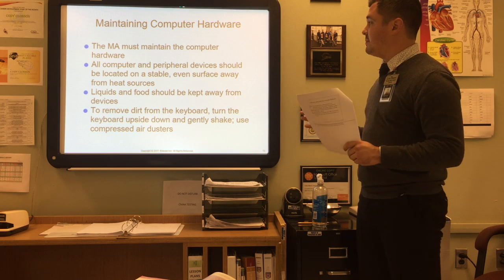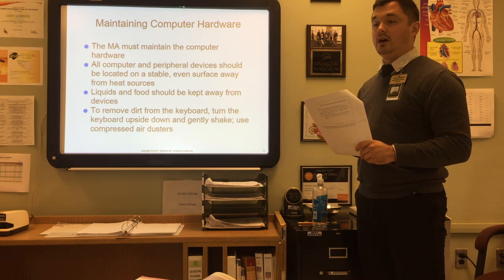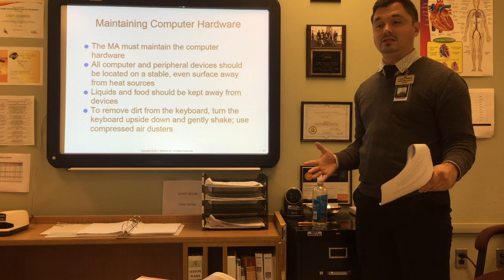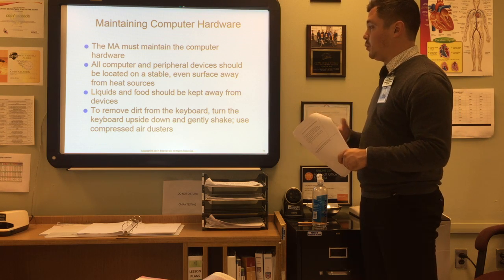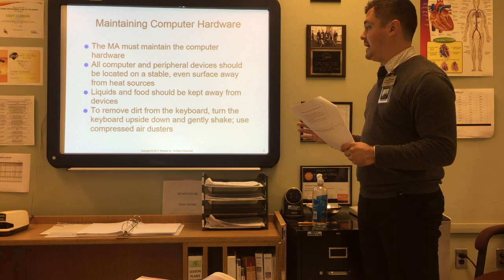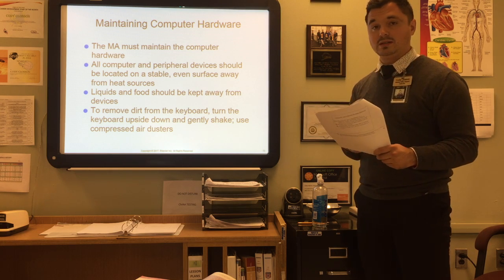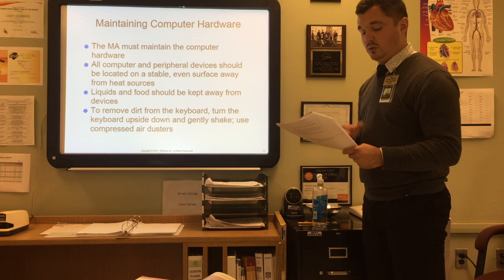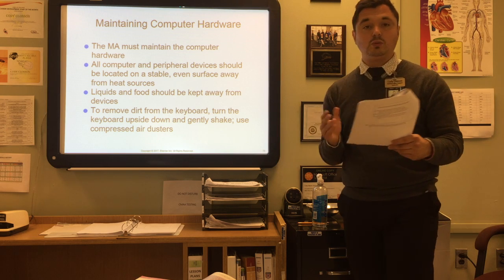All computers and peripheral devices should be located on a stable, even surface away from heat surfaces. Liquids and food should be kept away from all devices. To remove dirt from the keyboard, turn the keyboard upside down and gently shake, or use compressed air dusters. A CD or a disc should be handled with care.